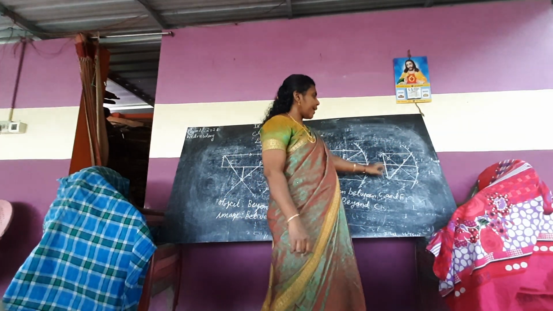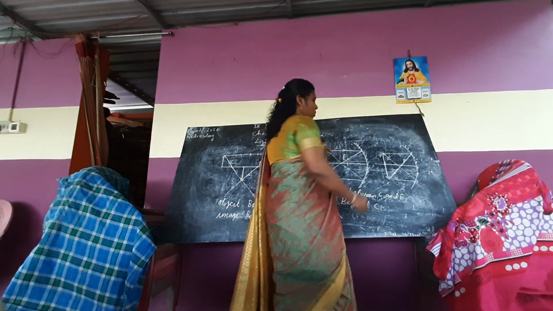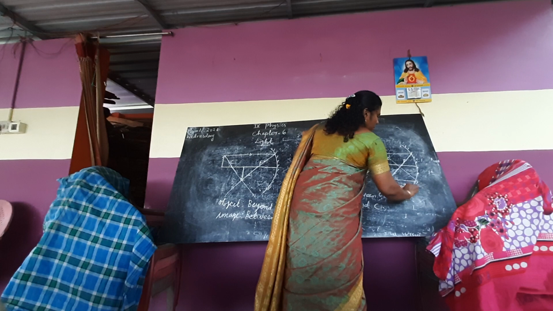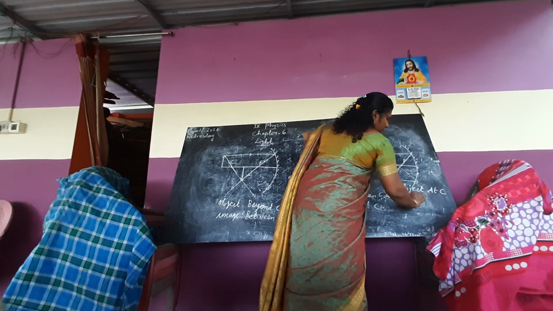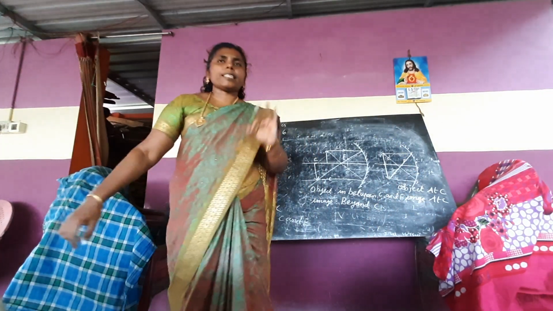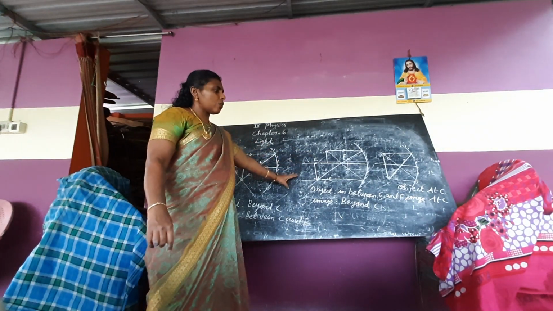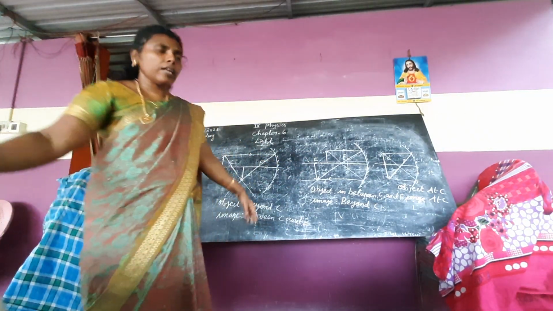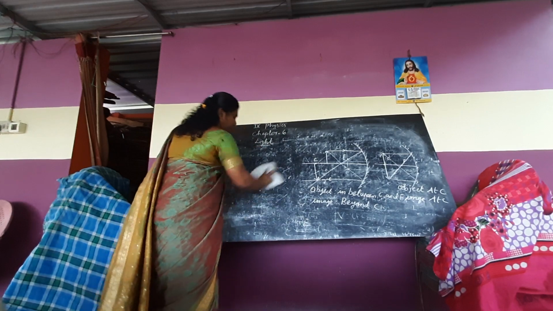See this diagram. Object at C, image at C. Object also at C, image also you get at C. So like this we have to draw a diagram. Okay. There is one more ray diagram also.